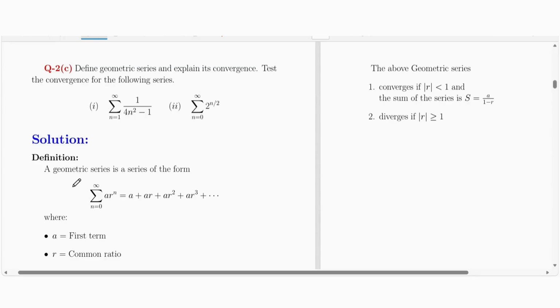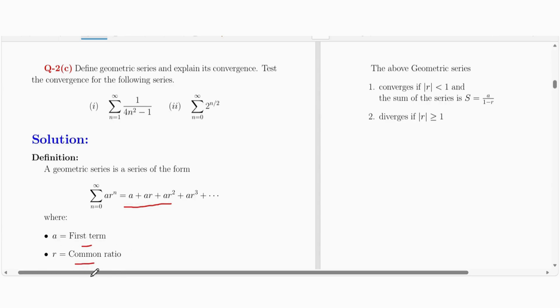Definition: a geometric series is a series of the form summation n is 0 to infinity ar raised to n. Now put n equal to 0, so we get first term a. Put n equal to 1, so we get second term ar. Put n equal to 2, so we get third term ar square, and so on. So this is the general form of the geometric series. In this series, a is the first term and r is the common ratio.